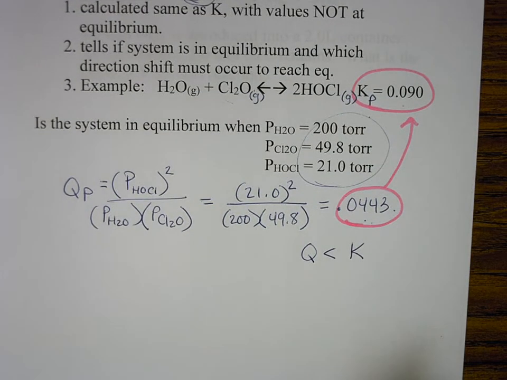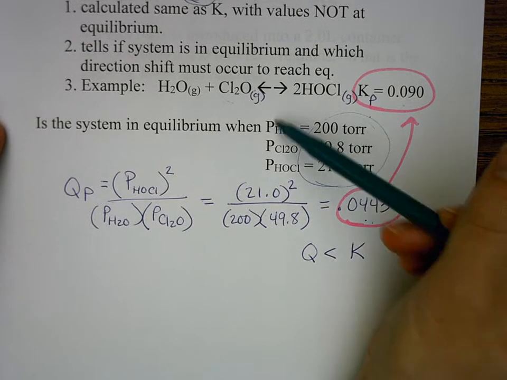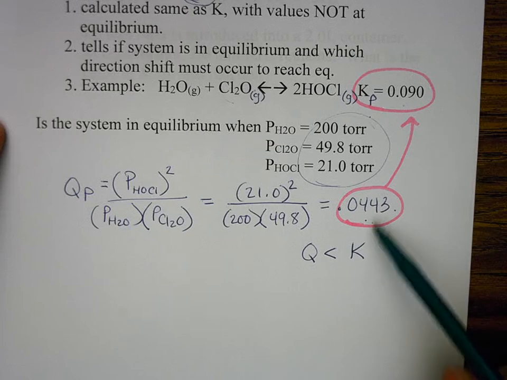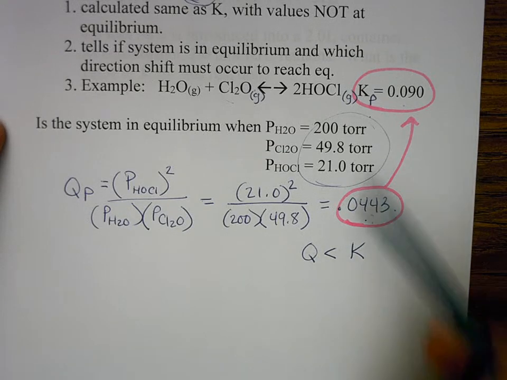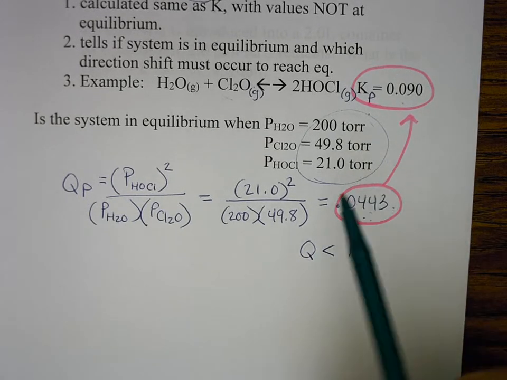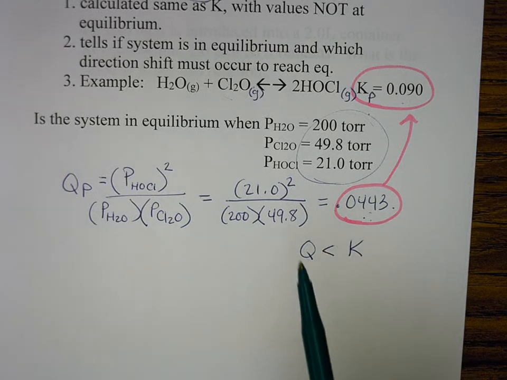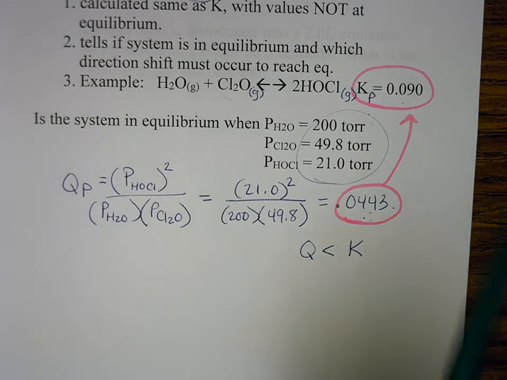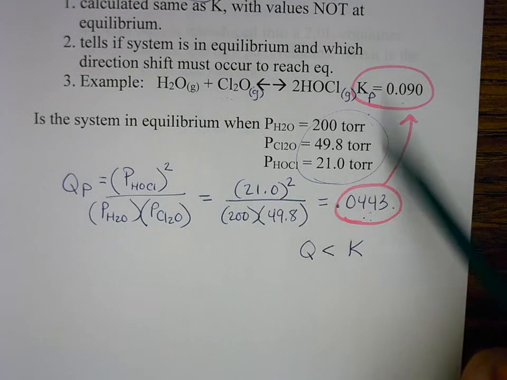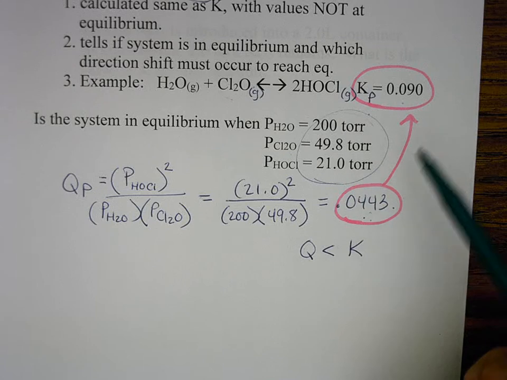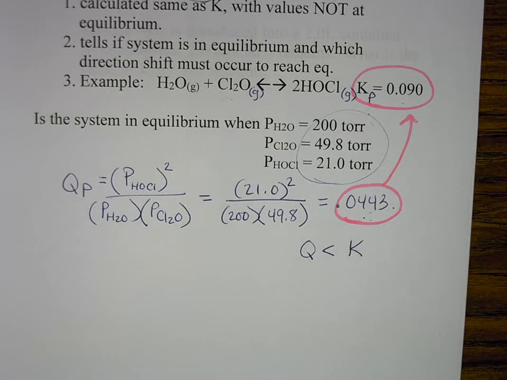First of all, what that tells me is that if these are the pressures of all of these gases in this equation, since this number is smaller, these pressures are not at equilibrium. So that reaction has not reached equilibrium. The forward reaction and the backward reaction are not happening at the same rate, and so the concentrations and pressures of everything are not going to stay the same over time. Now I've got to figure out what has to happen in order for the reaction to reach equilibrium.